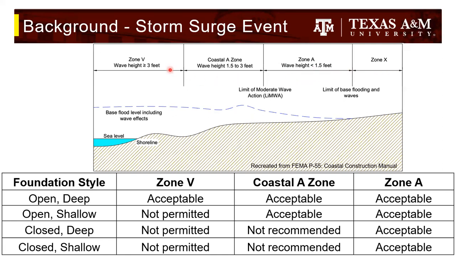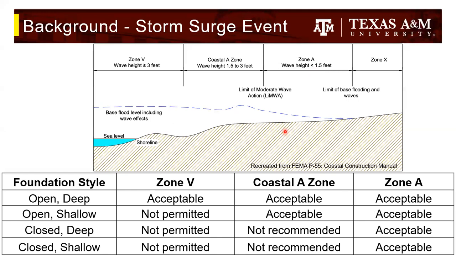Essentially, zone V is where the wave height is more than 3 feet and the chances of flooding are really high. And then as we go further away from the shore in zone X, there are very few chances of getting flooded, or only limited or base flooding on the waves.